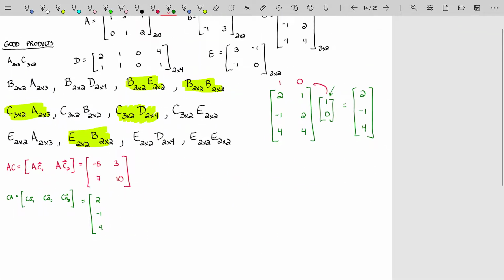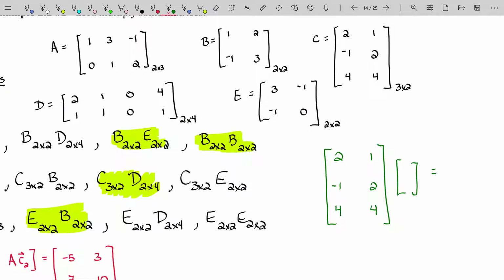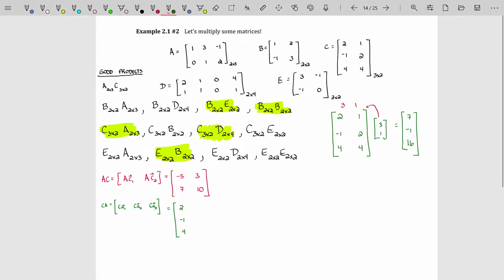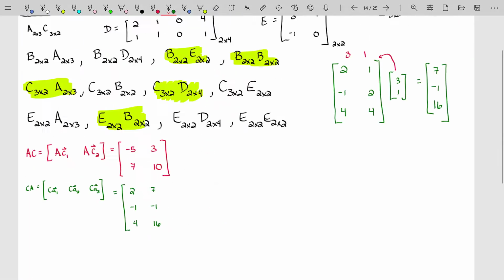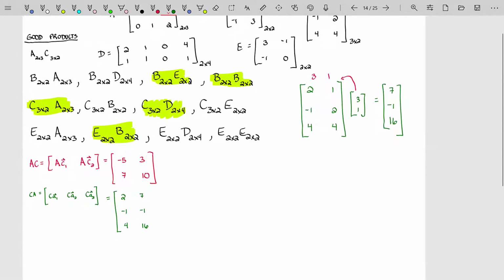And now we're off to C times A sub 2. A sub 2 is not going to be so pretty. It's just 3, 1. 1, 0 is much cleaner, but 3, 1 will be fine. Let's go ahead and do that product. All right, so 7, -1, 16. I'll use that as my second row. And finally, C times A sub 3.